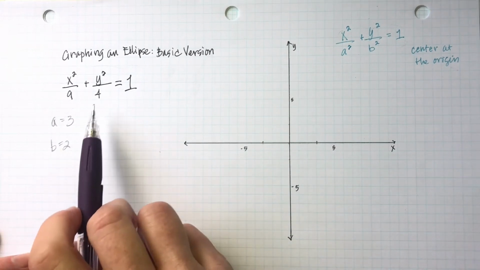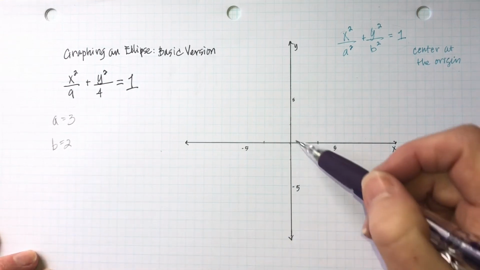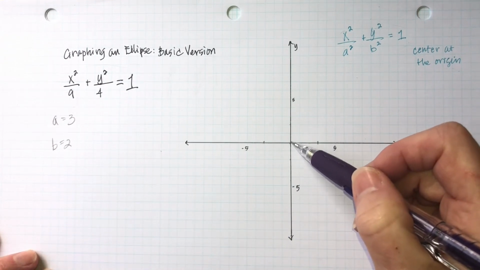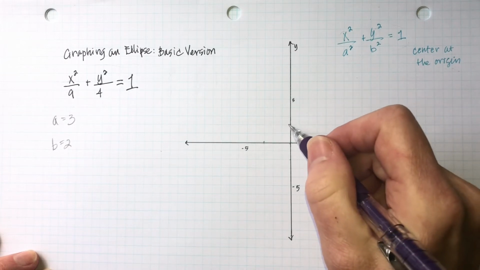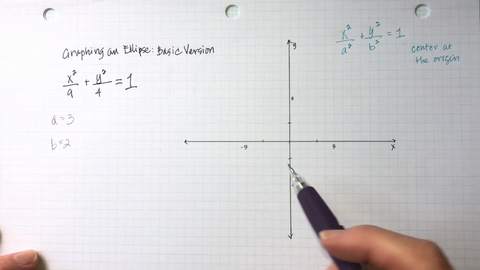And then the b, the square root of the number under the y squared, tells us how many units vertically away from the center. So we go up 2 and down 2. And now we can do a rough sketch of our ellipse.